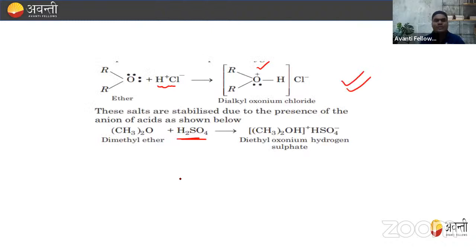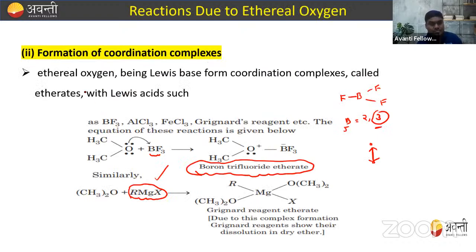So they all are known as ether. For example, here this is the ether, and this is the dialkyl oxonium chloride that will be formed. Similarly, in this case, ethereal oxygen being the Lewis base, they form coordination complexes called etherates. So always remember, whenever the ethereal oxygen acts as the Lewis base, they form coordination complexes. They are always known as etherates, right?